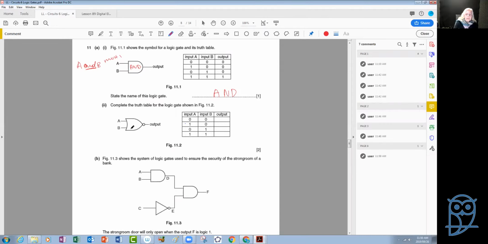Now, here is another gate, and we see that there is a logical inverter there. So which gate is this? Well, without this little circle, this would be the OR gate, but now with the inverter, this is the NOR gate, because it means not OR. So complete the truth table of the logic gate shown in the figure.